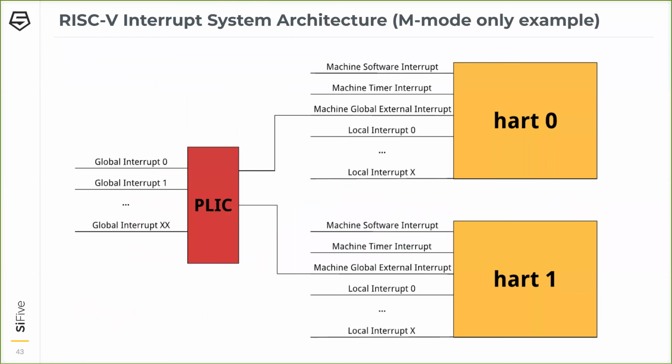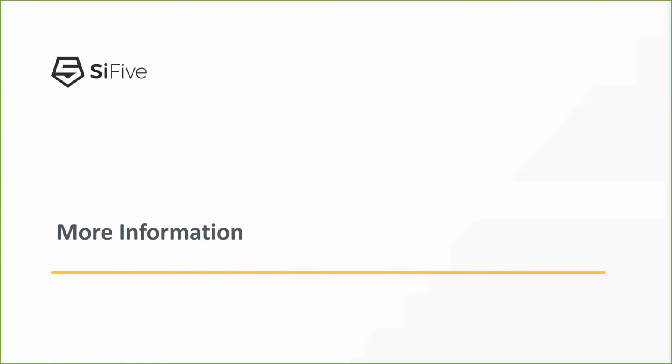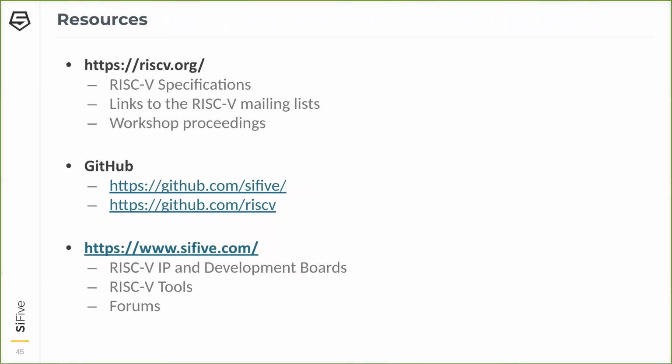This is what it looks like at a system level architecture, where you would have a number of global interrupts connected to the PLIC. I think the PLIC specification allows for over 1,000 interrupts, or 1024. And the PLIC would then be connected to the machine external interrupt of all the harts in the system. So that'll complete the basic introduction to the RISC-V architecture.